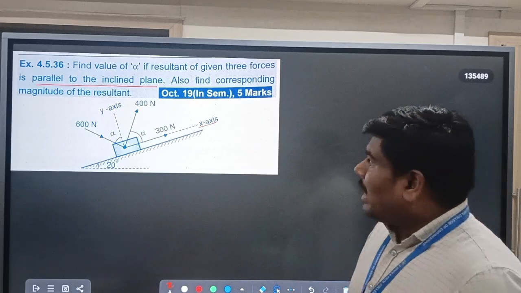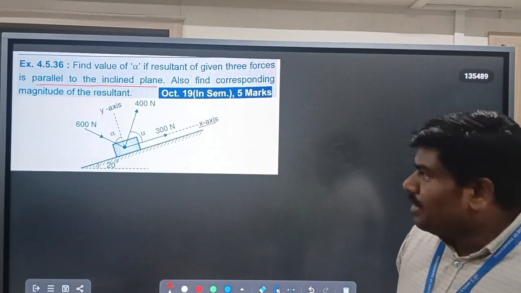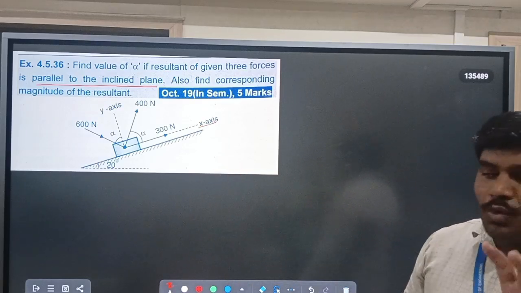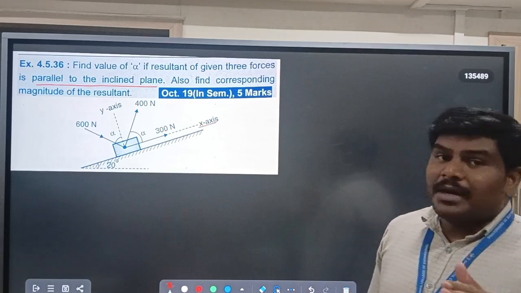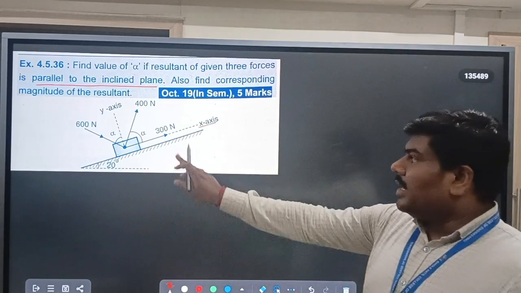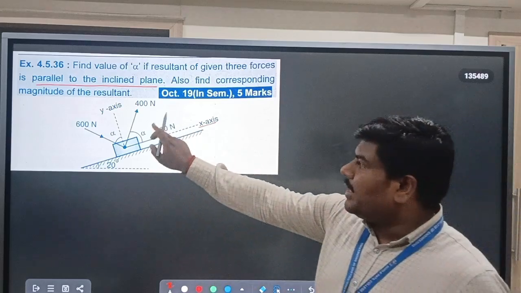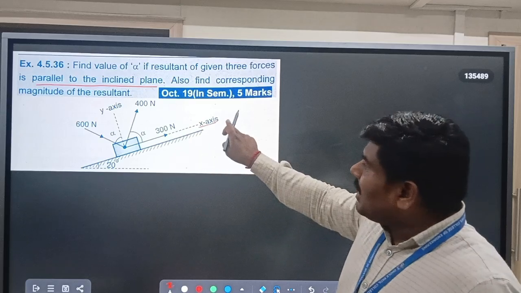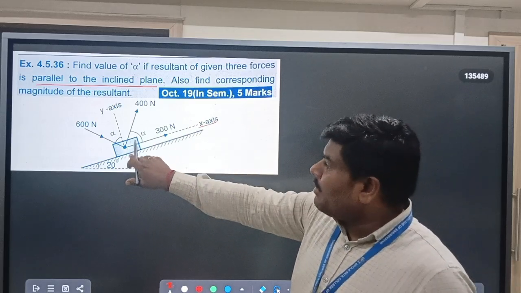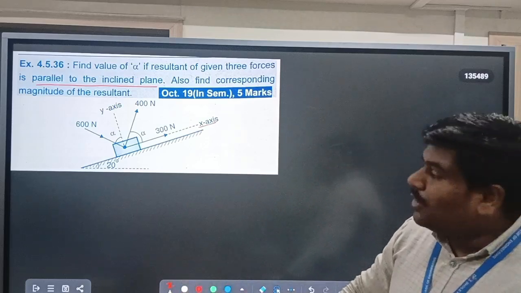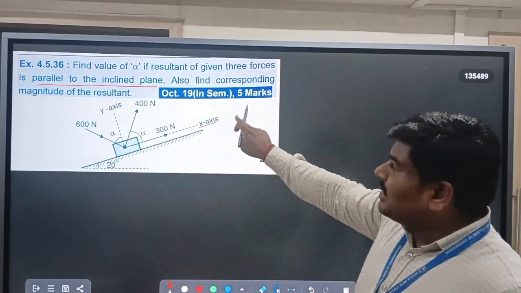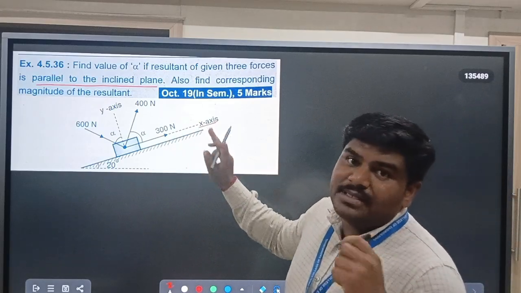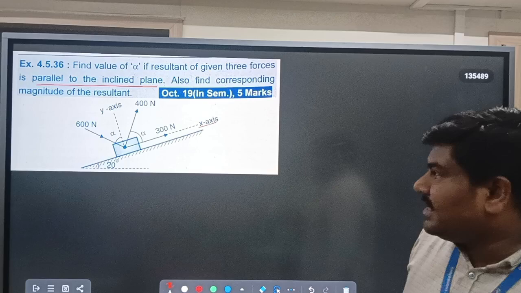Okay, so you have to find alpha. The method will be the same as usual. First step is to split or resolve the inclined forces. There are two inclined forces: one is 400, another one is 600. This 300 Newton force is parallel to the x-axis. The block is kept on an inclined plane, but we are assuming the x-axis along the inclined plane. So the 300 Newton force angle is 0, it is parallel to the x-axis.